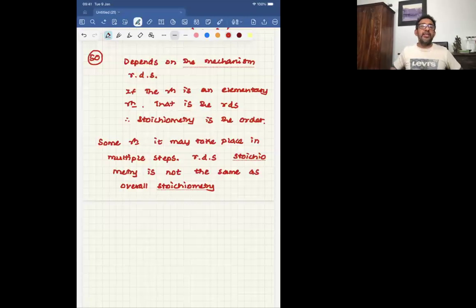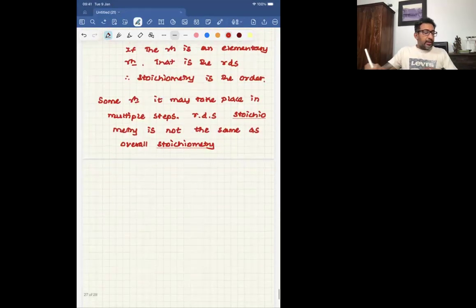Did you understand that statement? Some of these reactions have only one step, so the overall stoichiometry and the stoichiometry in that step are the same, so the order is equal to that. But in other mechanisms, the reaction takes place in multiple steps. Then the overall stoichiometry and the rate determining step stoichiometry are different. Right? That is the last thing we discussed today.